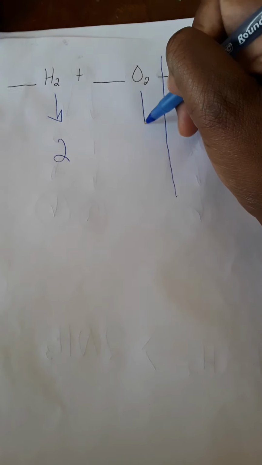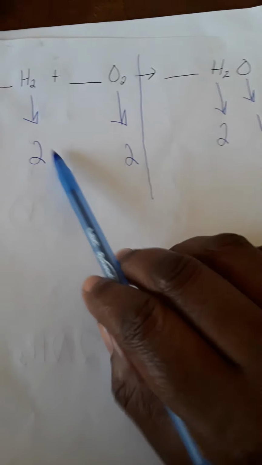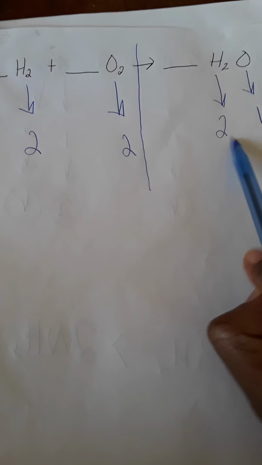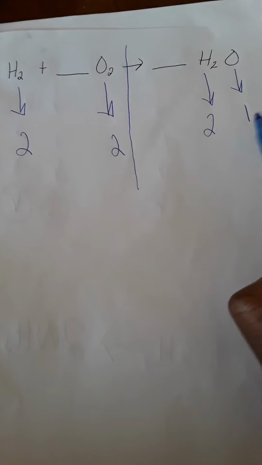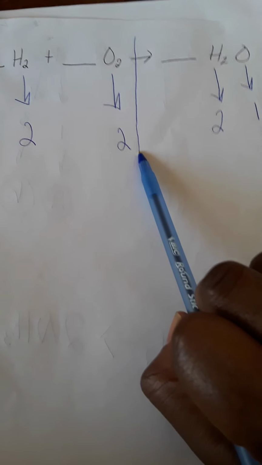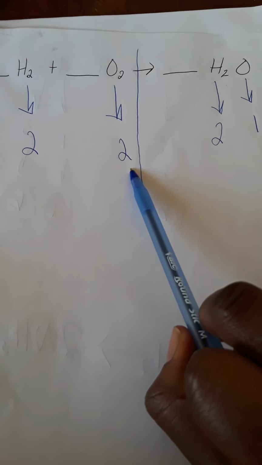So you're still fine. So far I have 2 hydrogens and 2 oxygens on this side. On this side, I have 2 hydrogens and I have 1 oxygen. Well, if I look at this, hydrogen and hydrogen is already balanced, so that's not the problem for me right now. It's the oxygens that have an issue. I have 2 oxygens on this side, but I only have 1 oxygen on this side. So the only way to get this to balance is to make a coefficient of 2.